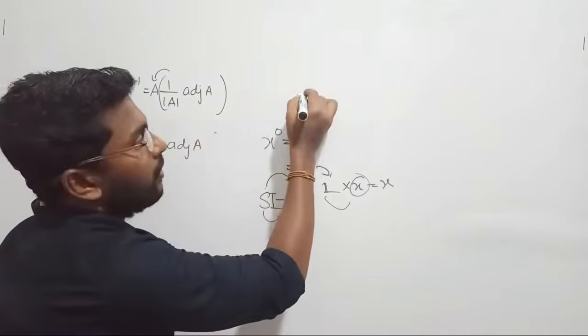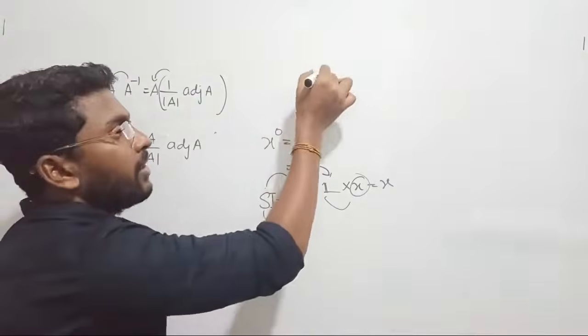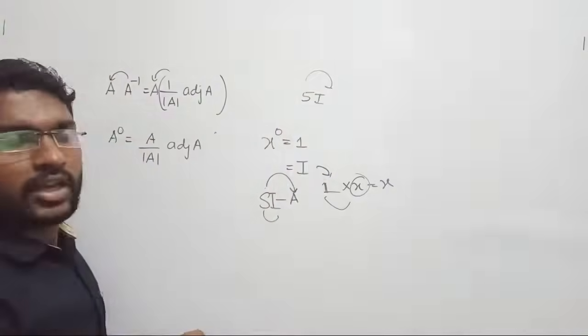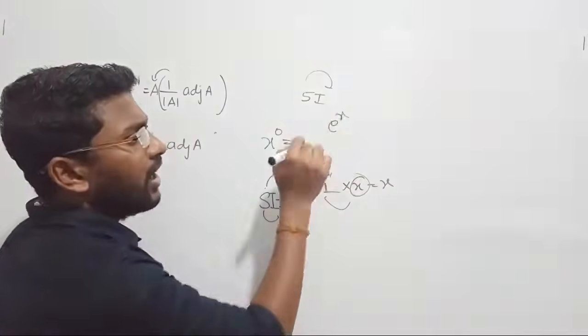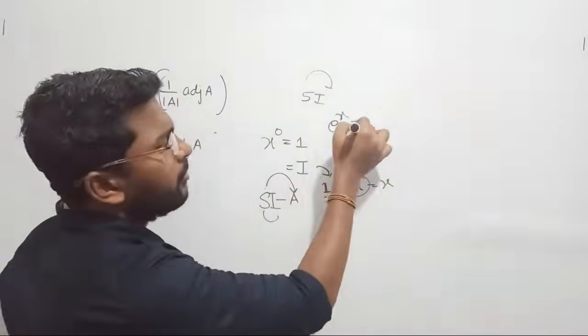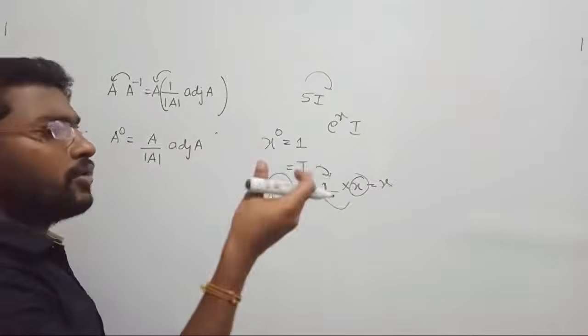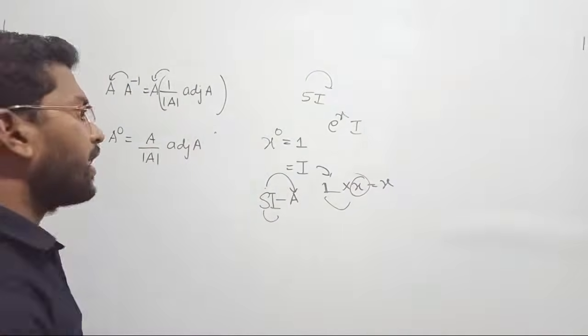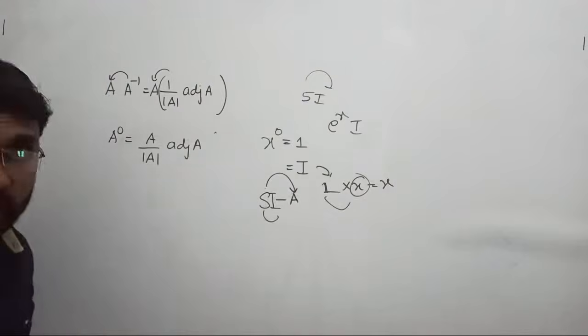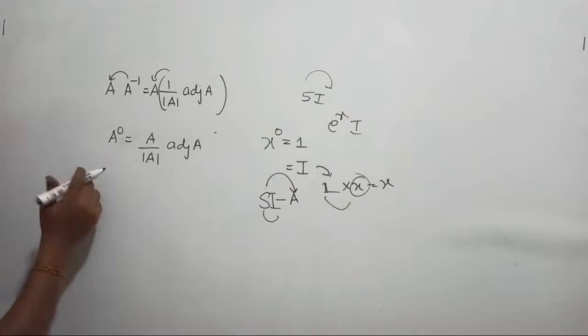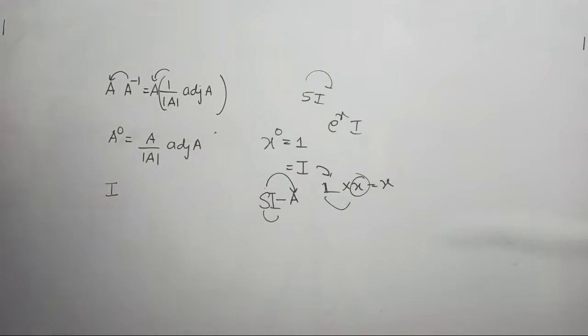Sir, I have a term 5. I have a term e power x. I would like to transform it, so multiply by I. So the unit matrix is going to help us to transform any variable from the constant domain to the matrix domain. Right? So the conclusion is, in matrix, whenever you are finding a term, anything power 0 will be equal to the unit matrix, don't forget.